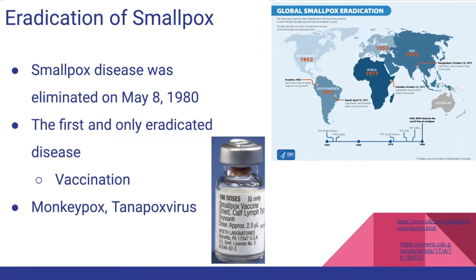The eradication of smallpox. According to the CDC, the 33rd World Health Assembly declared that smallpox was eliminated on May 8, 1980. This is the first and only eradicated disease, and this was done using widespread vaccination. There are other poxviruses still in circulation today, such as monkeypox and Poxvirus, that we have yet to eradicate.